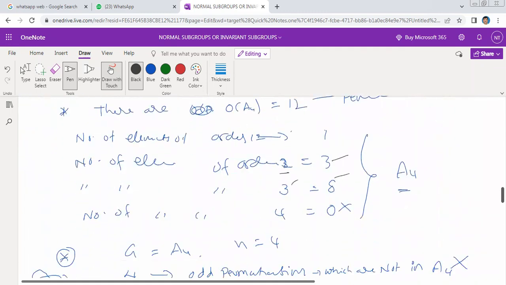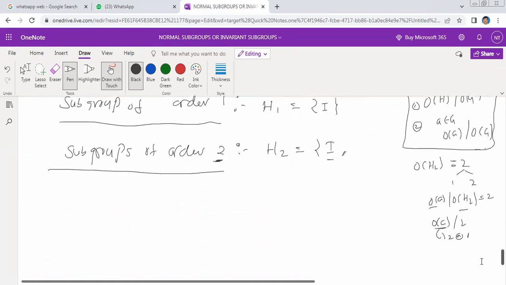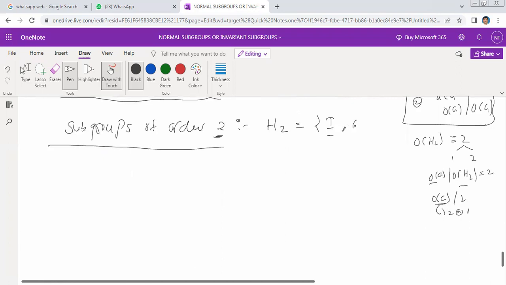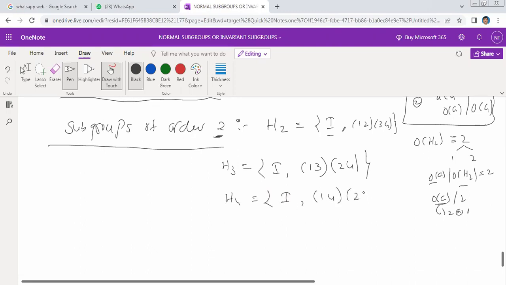So can you say the permutations? 1, 2, 3, 4. H3 is equal to identity along with another one, (1 3)(2 4). Yes, order 2. H4 is equal to identity and one more, (1 4)(2 3). You got this point? Anybody? Is there anything else? Can I take H5 is equal to identity with (1 2 3)?